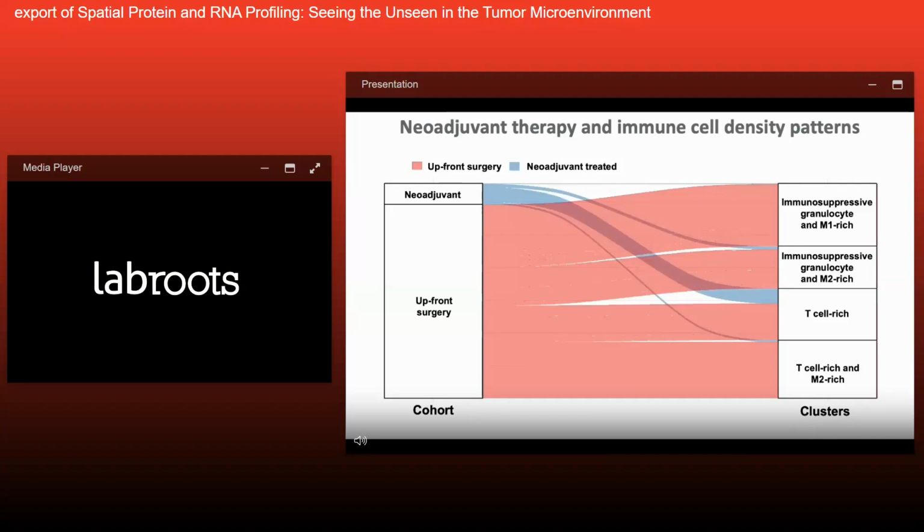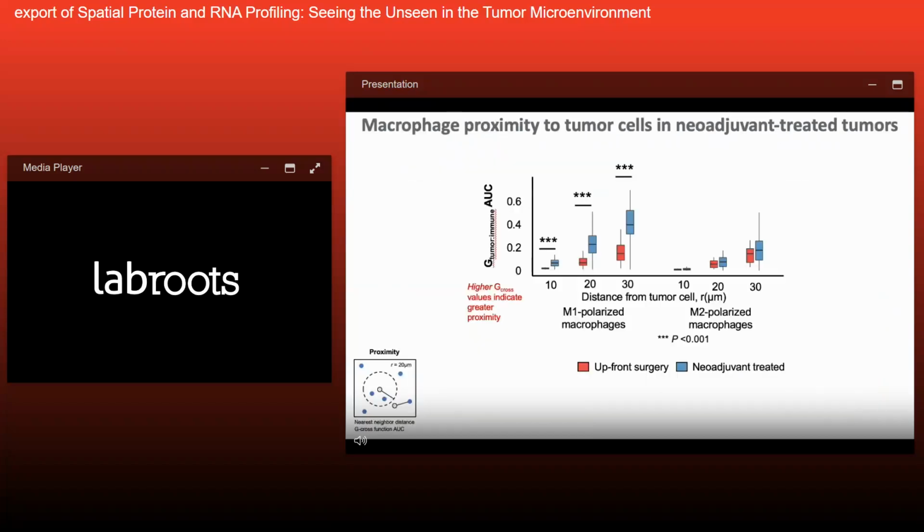We found that although the T-cell rich cluster was one of the smaller clusters in the upfront surgery cohort, more than 2/3 of all neoadjuvant treated cases mapped to this cluster. While we would need paired pre- and post-treatment specimens to formally ascribe this shift to neoadjuvant therapy itself, it does suggest that neoadjuvant therapy alters the tumor microenvironment in a favorable manner.